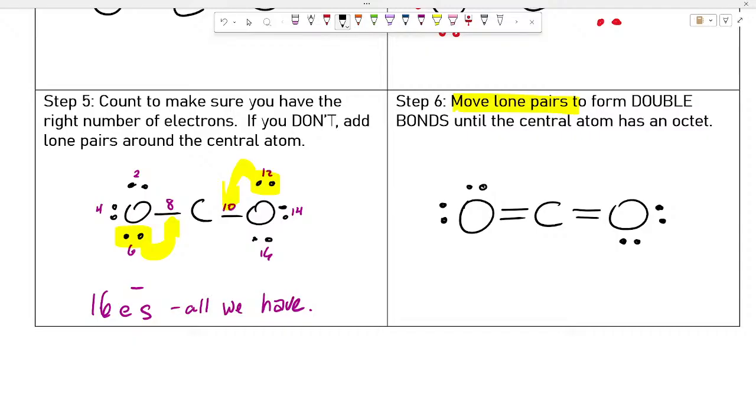Let's count, shall we? Oxygen. How many electrons does it have? 2. Good. Carbon, how many electrons does it have? Full octet. Oxygen, how many electrons does it have? And if we add all those together, how many electrons do we have? 2, 4.